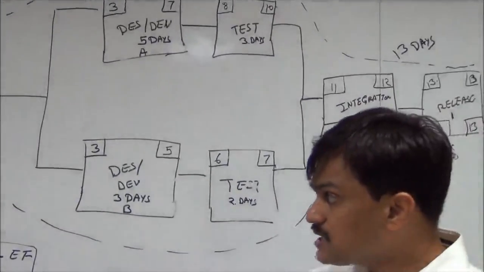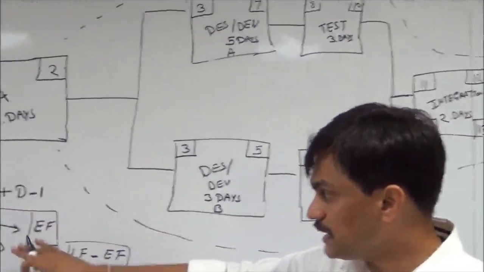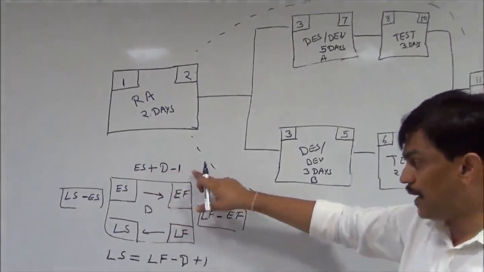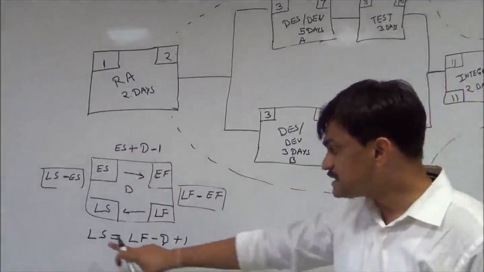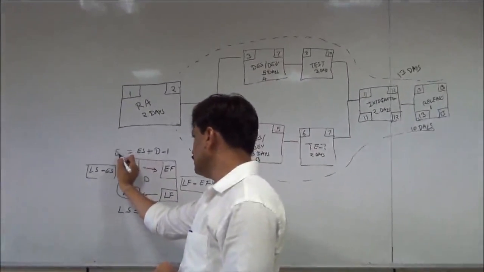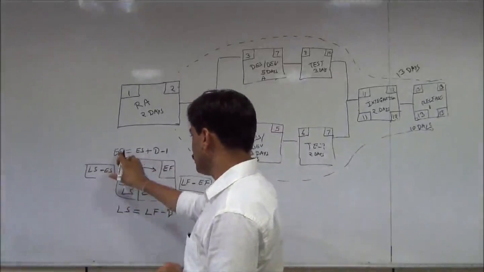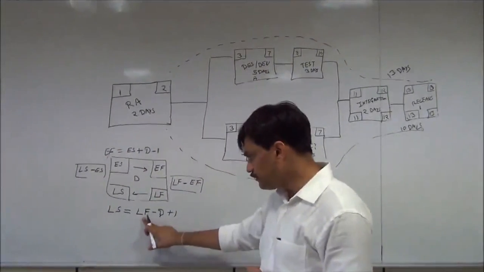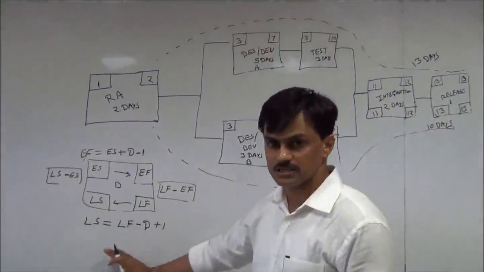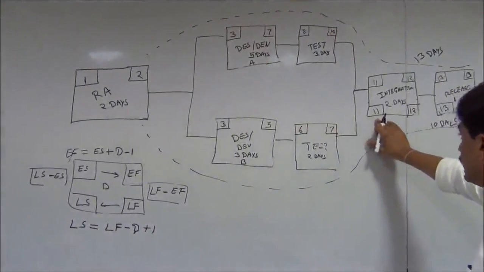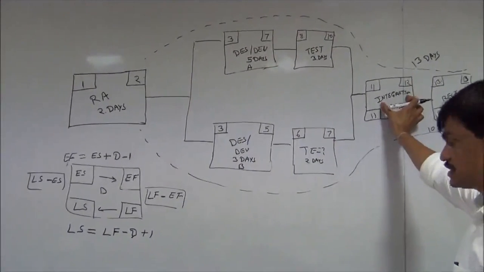So early finish was calculated using early start plus duration minus 1, and late start is getting calculated. So here we were calculating early finish. Now here we are calculating late start: late finish minus the duration plus 1. So we got 11 as a late start for integration activities.